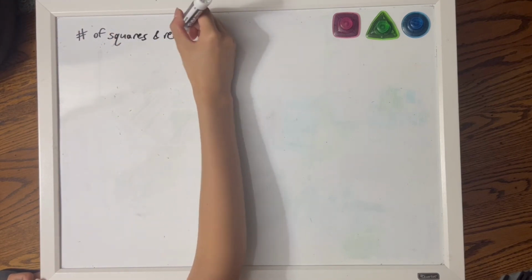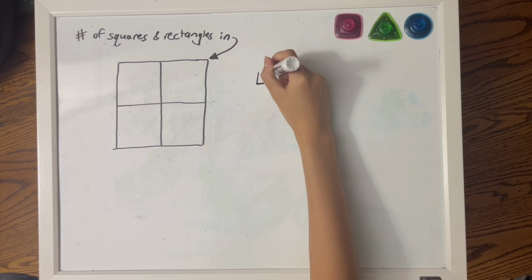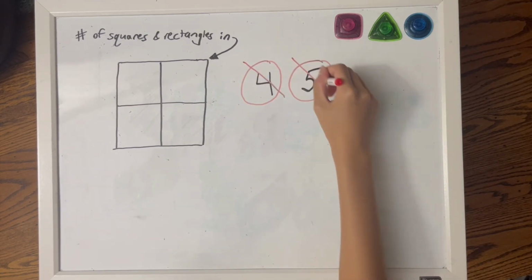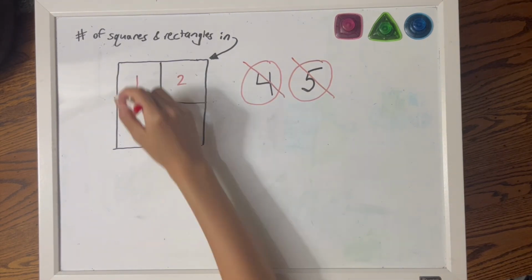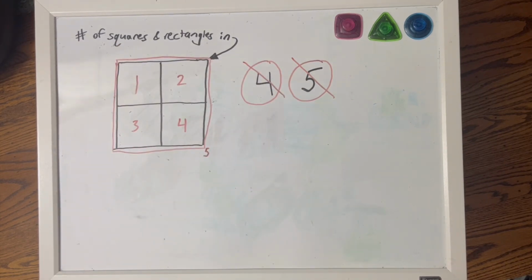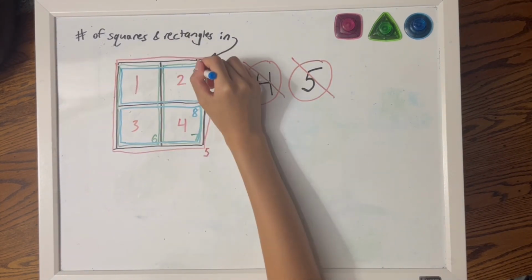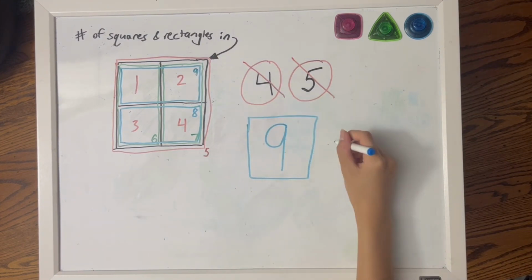So how many squares and rectangles are in this picture? If your answer was 4 or 5, well, you're wrong. You probably counted the 4 single squares in this picture, and some of you might have noticed the big square on the outside, but don't forget about the rectangles. There are 2 vertical rectangles, and there are 2 horizontal rectangles, so in total, that makes for 9 squares and rectangles in this picture.